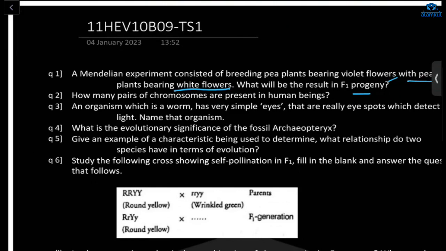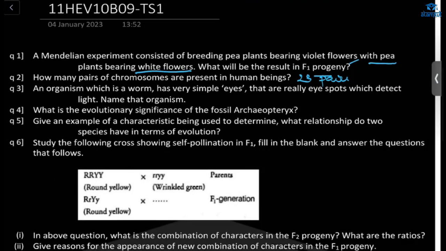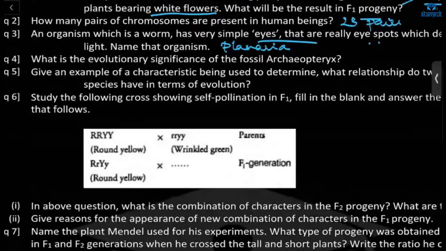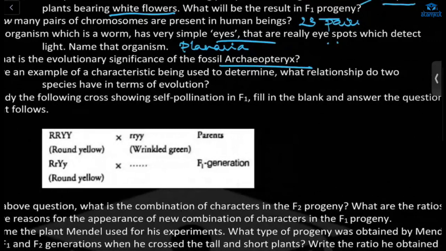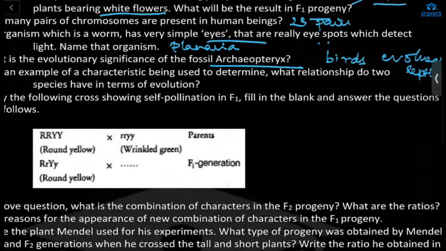Okay. In the next question, how many pairs of chromosomes are present in human beings? This one is easy. 23 pairs of chromosomes are present. Third one, an organism which is a worm has very simple eyes that are really eye spots which detect light. Name that organism. Very simple eyes, planaria, okay? And this, it detects light. What is the evolutionary significance of the fossil Archaeopteryx? Its significance is that from this fossil we can infer that birds evolved from reptiles.